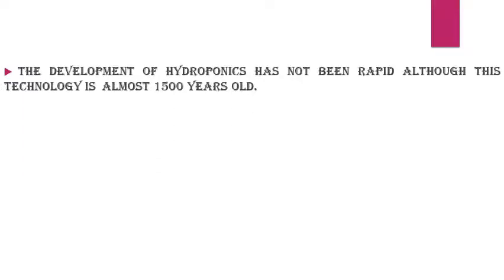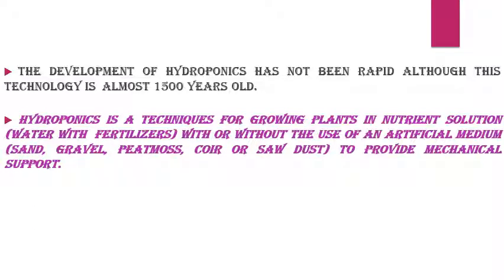So the next topic is hydroponics. The development of hydroponics has not been rapid, although this technology is almost 1500 years old. Hydroponics is a technique for growing plants in nutrient solution, water with fertilizers, with or without the use of an artificial medium, sand, gravel, peat moss, coir or sawdust, to provide support.